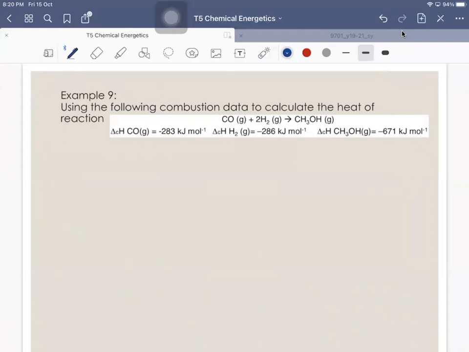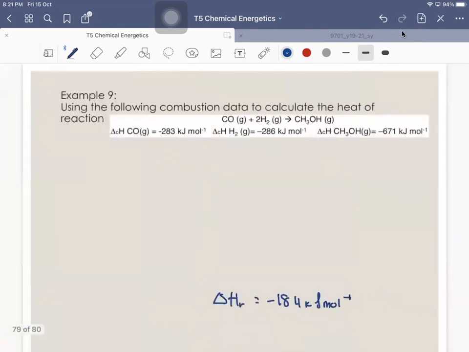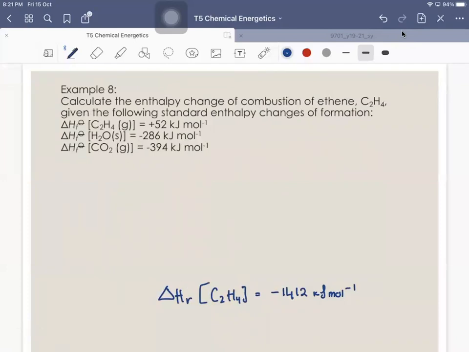And then example 9, which is the last question, wants you to find the heat of the reaction. So delta HR, just delta HR, because there's no specific name for that reaction, is -184 kilojoules per mole. Okay, so we'll work through example 8 and example 9. Just let me know if you can get the numerical answers or not, and we'll see how it goes. If a lot of people cannot get the numerical answers for example 8 and 9, then I will show you the working to these 2 questions.